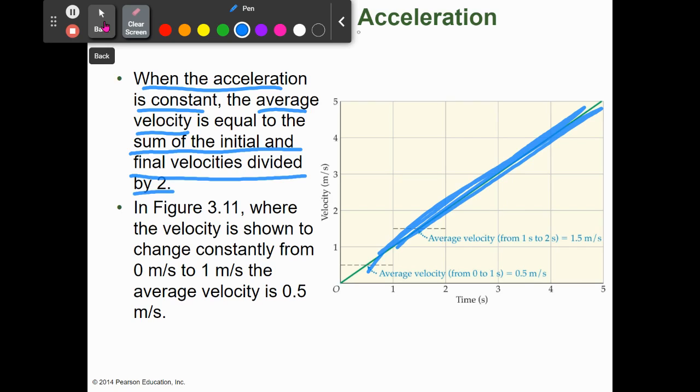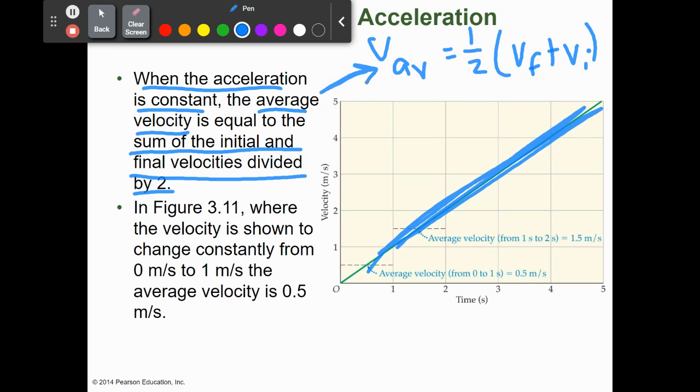Another way of writing that, and this is how it's actually written in your book, is V average is equal to 1/2 times VF plus VI, or the other way around, doesn't really matter. So this is that statement. These two are the same thing. I can add them together and multiply by a half, or add them together and divide by 2, and that's how we can get the average velocity when acceleration is constant, when it is not changing.